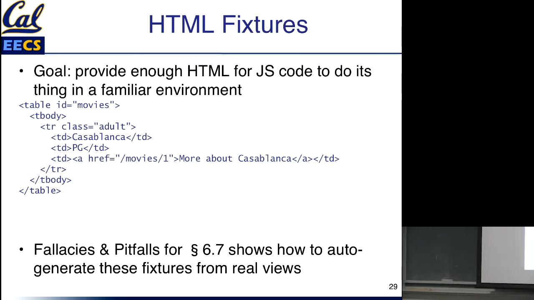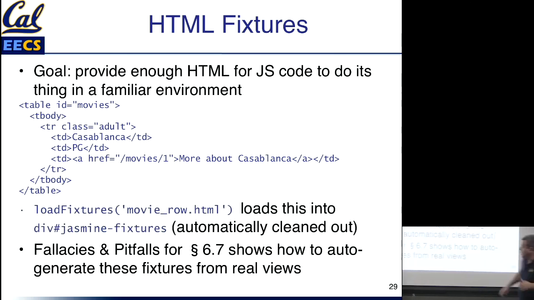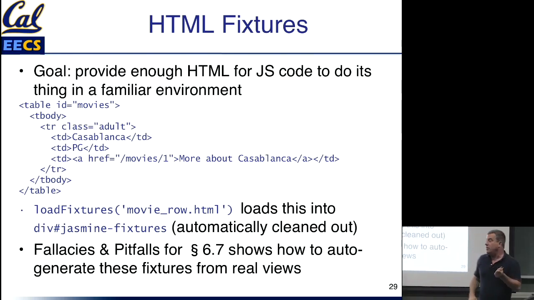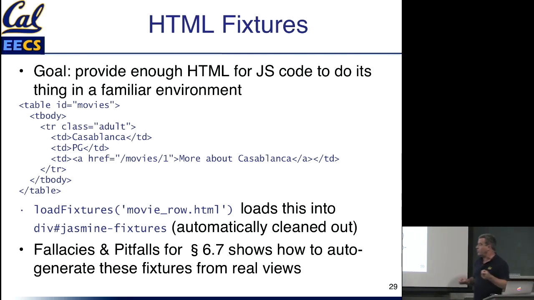And there's a cool trick that the textbook shows that you can essentially, from running your app and having it generate real pages, extract HTML fixtures in an automated way almost for free. So in your Jasmine tests, you would put each of these chunks of HTML that is supposed to provide an environment for a particular test into its own little file. And then in the appropriate test, you would say load fixtures of that file. Jasmine will load that into a special div, which it automatically clears out. So if you've got a lot of different tests trying to load a lot of different fixtures, each test will begin with a clean slate. Kind of like every new RSpec or every new Cucumber scenario begins with a clean copy of the database.